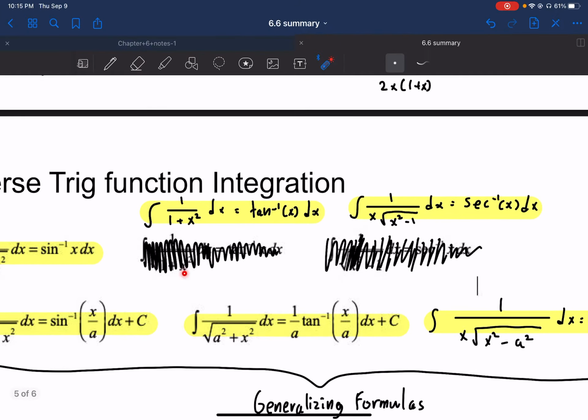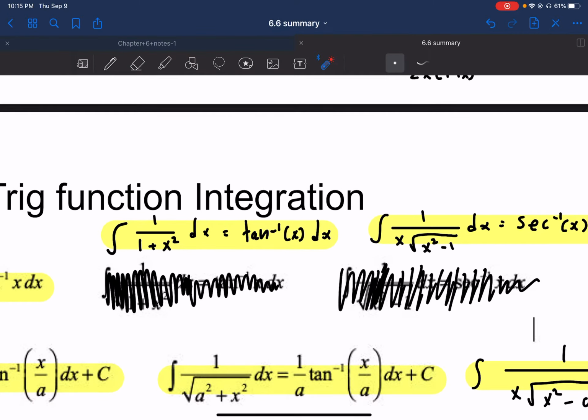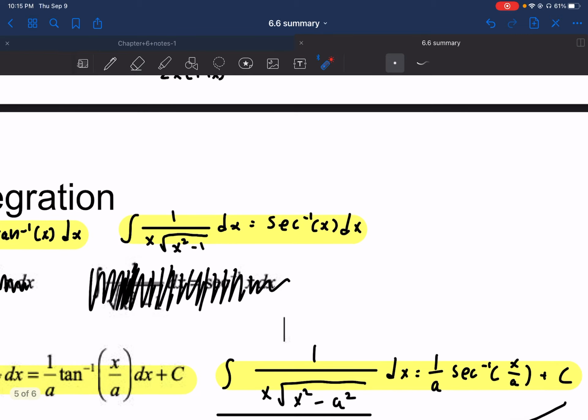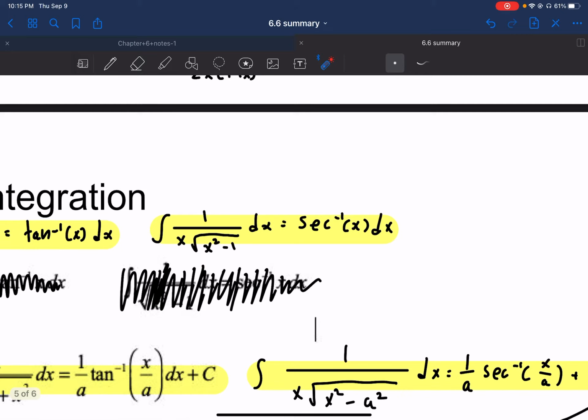This one, bringing it over from a different screenshot kind of messed up the formulas a little bit, so apologize. But for this one, it's the integral of 1 over 1 plus x squared dx equals the inverse tangent. And then here's the integral of 1 over x times the square root of x squared minus 1 dx, which is the inverse of secant.